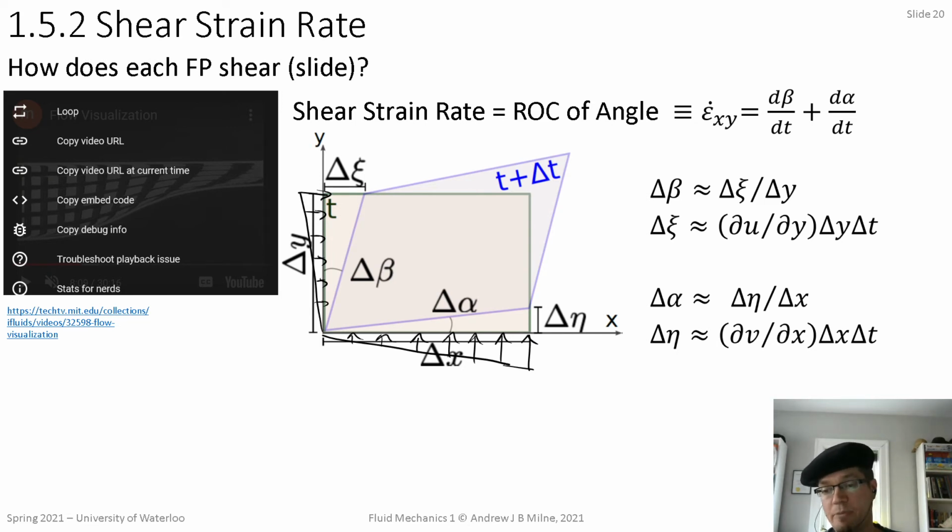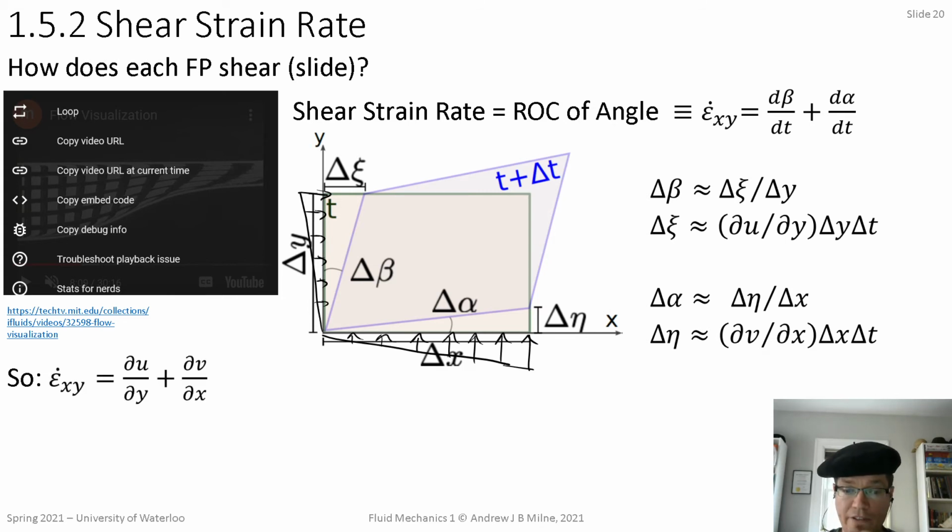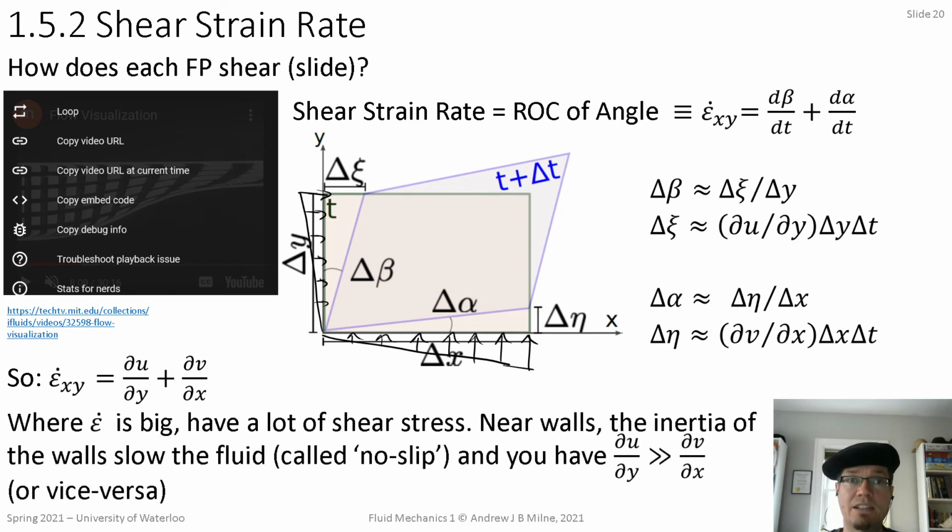And then that ∂v/∂x times delta x gives you a difference in velocity from the bottom left to the bottom right corners. And that multiplied by delta t gives you a displacement from the bottom left to the bottom right. So that calculus is what we need, and the small angle approximation lets us put everything together and find that the rate of change of angle, that shear strain rate, is just ∂u/∂y plus ∂v/∂x.